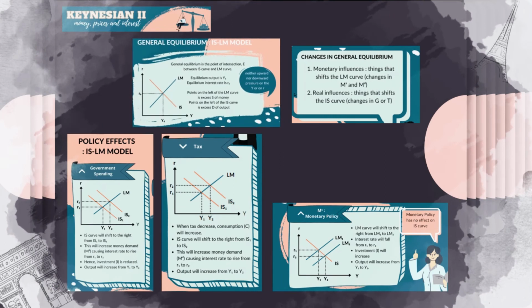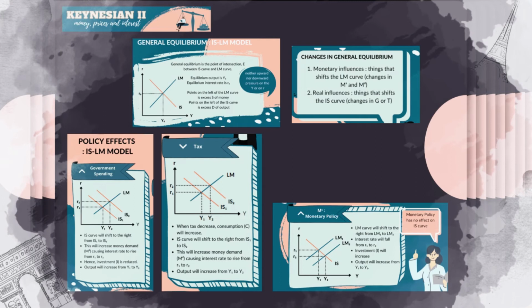We proceed with the general equilibrium of the ISLM model. General equilibrium is the point of intersection E between the IS curve and the LM curve. At this point E, there is no excess demand and no excess supply. Therefore, there is neither upward nor downward pressure on the output or on the interest rate. The equilibrium output is Y0, while the equilibrium interest rate is R0. The points on the left of the LM curve are excess supply of money, while the points on the left of the IS curve are excess demand of output.